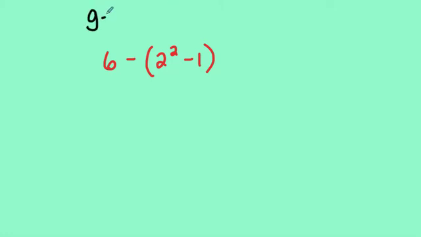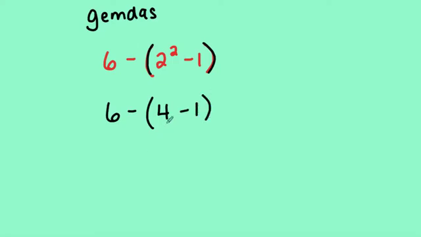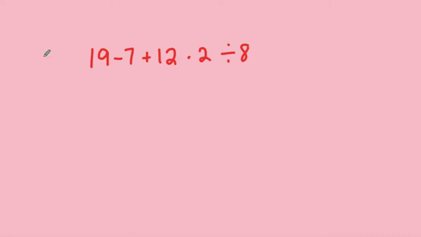All right, so back to our GEMDAS. We always want to do everything in our grouping symbols first. Now within the grouping symbols, I actually have an exponent which has to be done before I can subtract. So I'm going to do 2 squared, which means 2 times 2, which is 4 minus 1. All right, now I do the 4 minus 1 because it's still inside the grouping symbols. So 6 minus 4 minus 1 is 3. And now I can deal with that outer piece, so 6 minus 3, which would give me 3. All right, a little more.